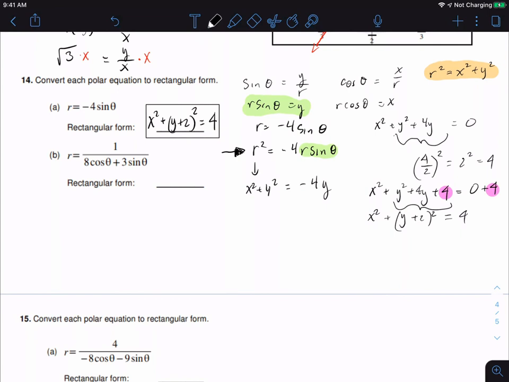So B, I'm going to write it a little bit different. So I'm going to go r over 1 is equal to 1 over 8 cosine of theta plus 3 sine of theta. And what I'm going to do is I'm going to cross multiply, okay? So when I cross multiply, I'm going to get r times (8 cosine theta plus 3 sine theta) is going to be equal to 1. Are we okay with that step?